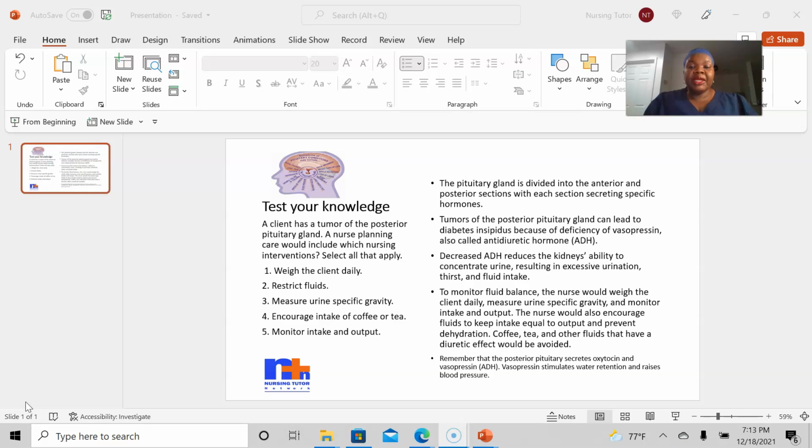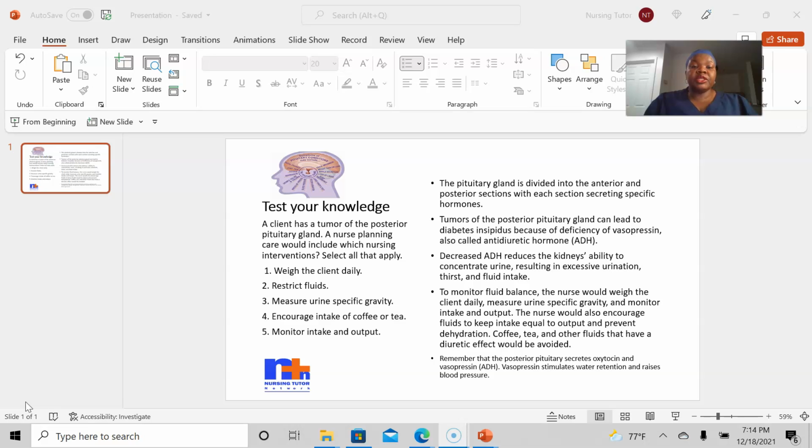A nurse planning care for a patient with a posterior pituitary tumor would include which nursing intervention? Select all that apply. We have 5 different answers. First, weigh the client daily. Second, restrict fluids. Third, measure urine specific gravity. Fourth, encourage intake of coffee or tea. And fifth, monitor intake and output.